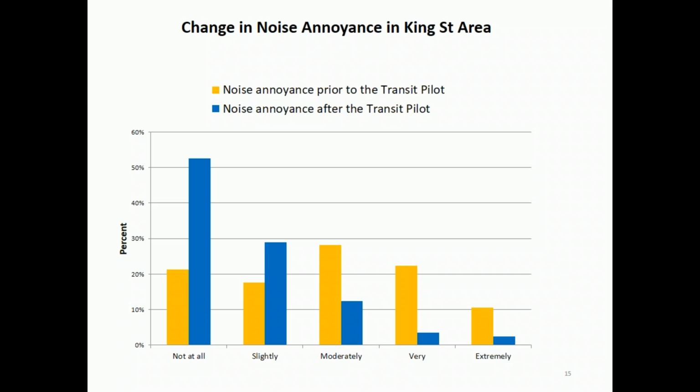Another drastic change is in the responses of not at all annoyed. Before the transit pilot, around 20% responded not at all annoyed by traffic noise. But after the pilot, this increased by 30%, reaching more than 50% of participants reporting being not at all annoyed by traffic noise.